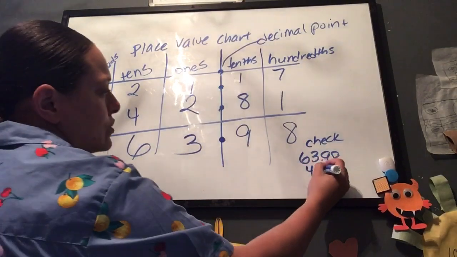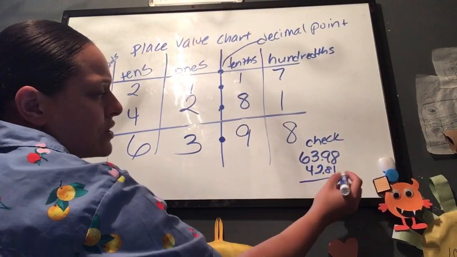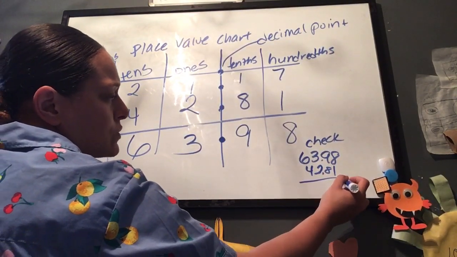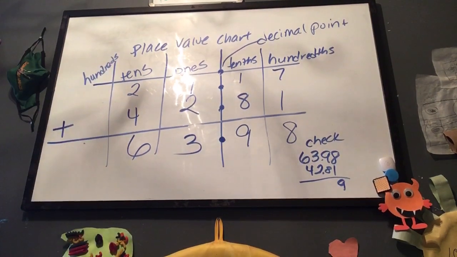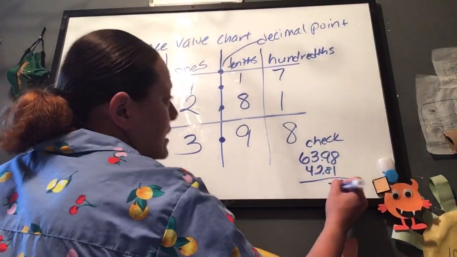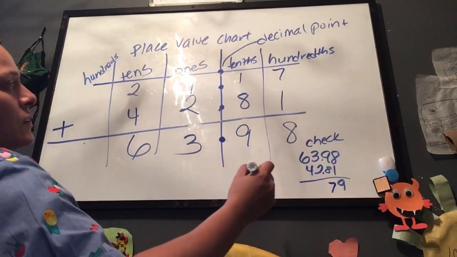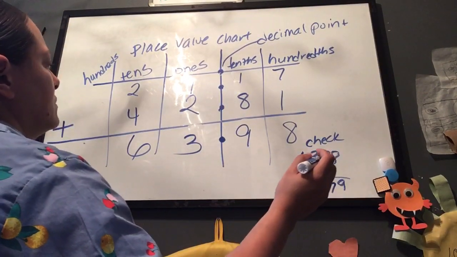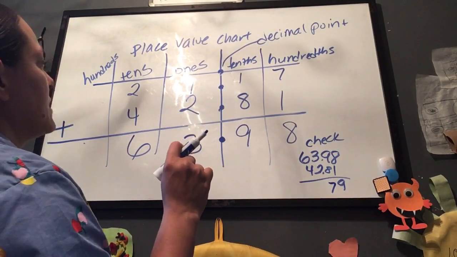And 42.81 is a very good idea to do. 8 plus 1 is 9. 9 and 8 is 17. Wait, I'll make sure I'm adding the right numbers.